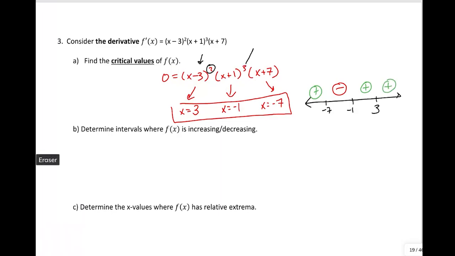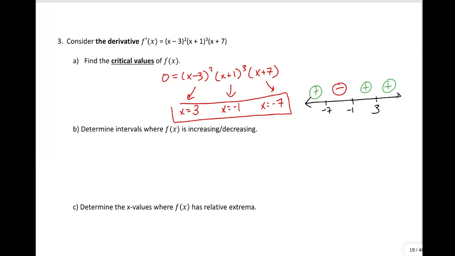So one thing to point out here is, notice how the sign doesn't always change at a critical value, right? That's the only time it can change, but that doesn't mean it absolutely will change. It is possible to have a slope of 0 in between two positive slopes.